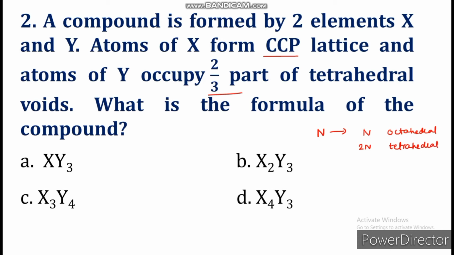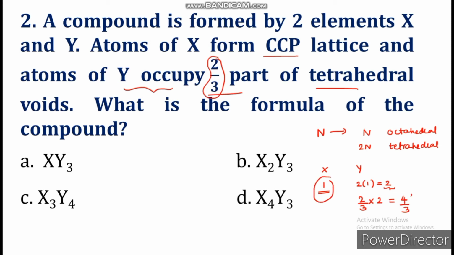Okay, now let's do one thing. Let's consider the ratio of x is to y. Now if x is 1, then y are occupying 2/3 of tetrahedral voids. So actually there will be 2 times of 1 because x I am taking it as 1. So it means there are 2 tetrahedral voids for one atom. Now here y is occupying only 2/3 of it. It means I'll consider the 2/3 of this value 2. How much you get? 2 2s are 4, 4 by 3. It means for 1 x there is 4 by 3 y.